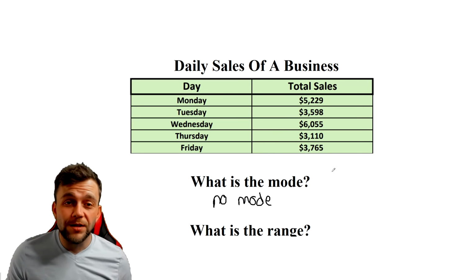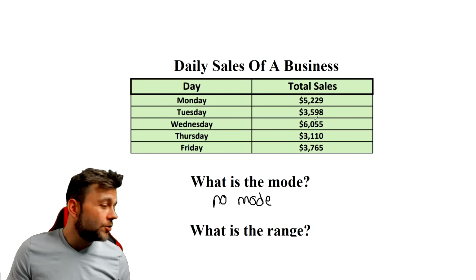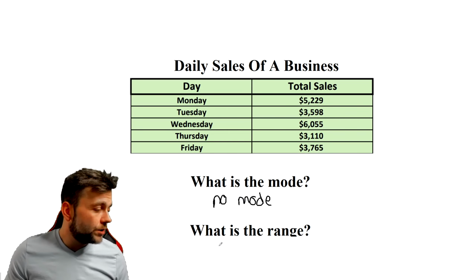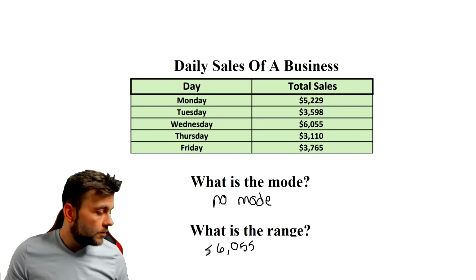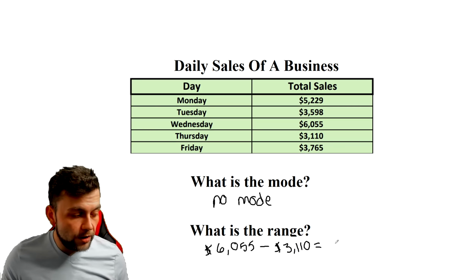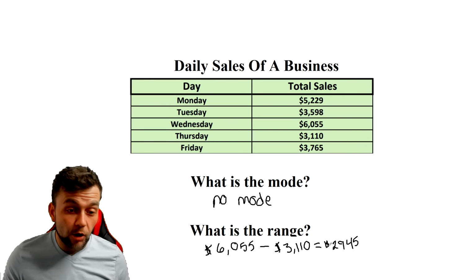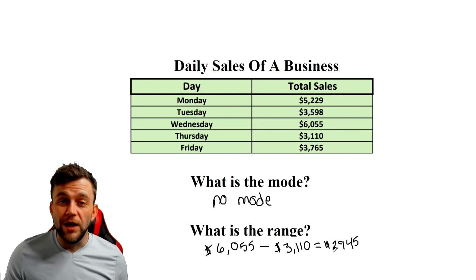And what is the range? So our range is the largest number, which is $6,055, minus the smallest number, which is $3,110. And that equals $2,945. That is our range. Boom, we have our range.